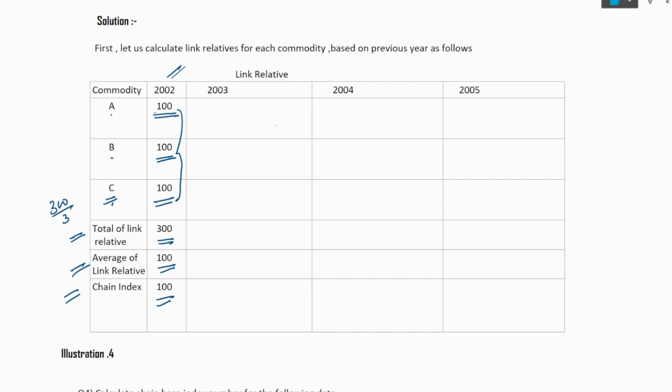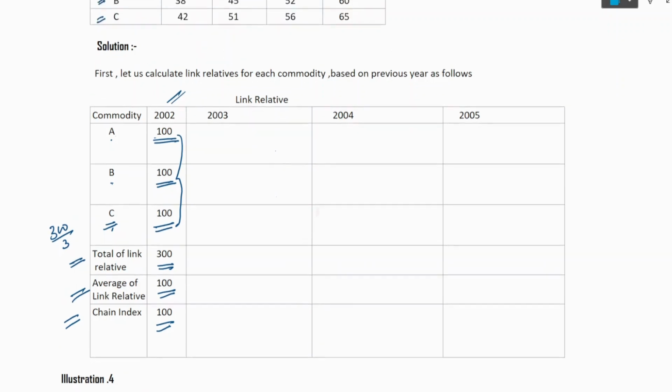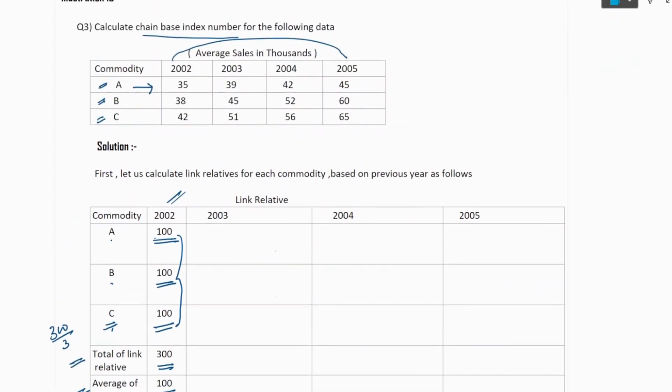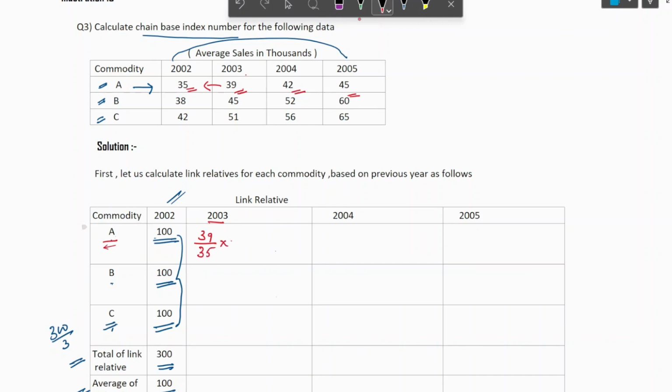Okay. Now we are going to calculate the link relative of the commodity. First, you want to see the question, then only we can make out. One second, I'll use another color pen. Now I'm going to calculate for A first. How did you calculate previously? Here the prices are 35, 39, 42 and 45. Now you are going to calculate for 2003, the current year price: 39 divided by the previous year price 35, into 100.